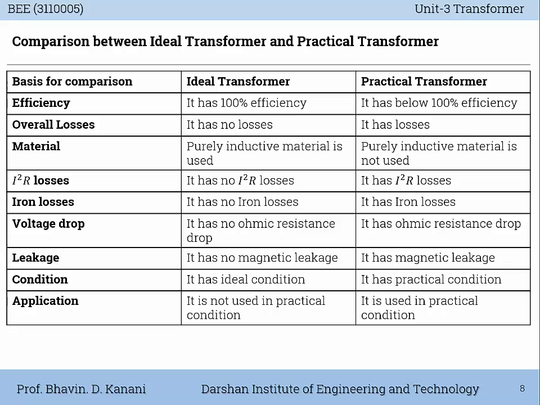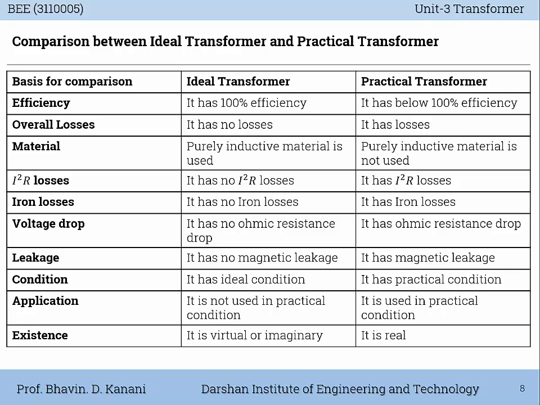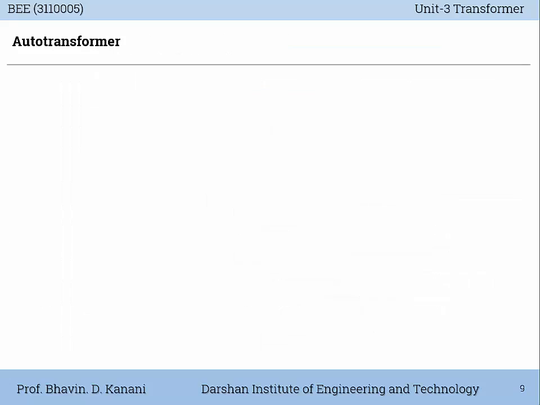Ideal transformer is not used in practical condition because उसका कोई existence ही नहीं है. But practical transformer is used in actual applications in real life. So practical transformer is the real transformer or actual transformer. पहले ही कहा था आइडियल ट्रांसफॉर्मर इट इज वर्चुअली और इमेजिनरी, बट प्रैक्टिकल ट्रांसफॉर्मर इज रियल. Now let us understand auto transformer.